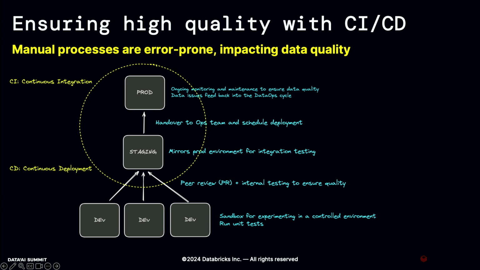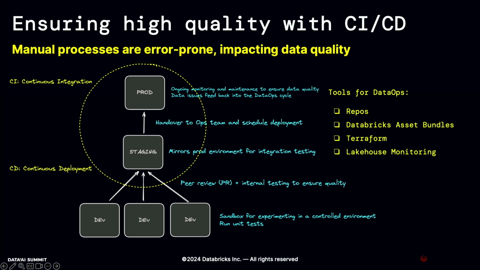And that's what CI/CD is about. CI is about continuous integration, meaning we run unit tests, we run integration tests, and we try to do that in an automated way. And then continuous deployment or delivery is the way that we automate deploying that to the production environment. What are the tools that you can leverage in Databricks in order to do that?